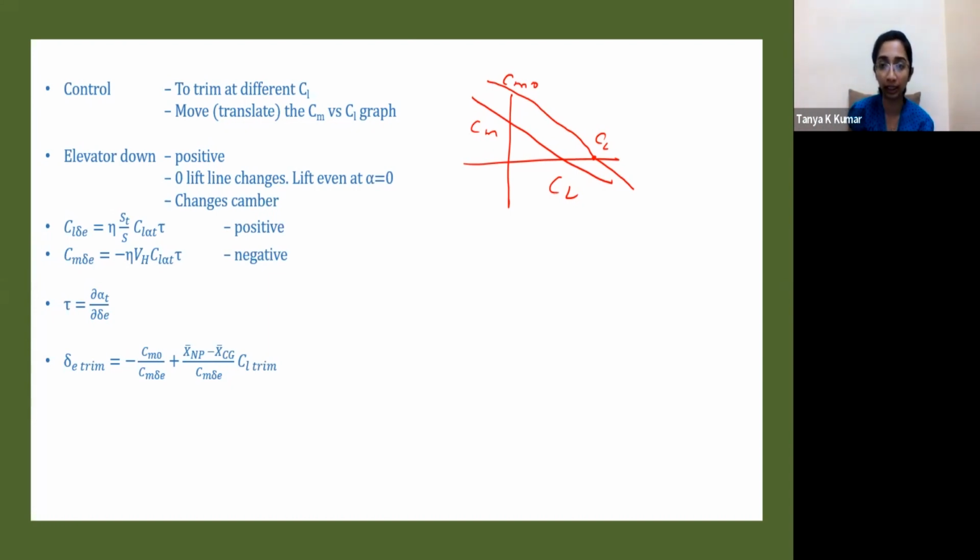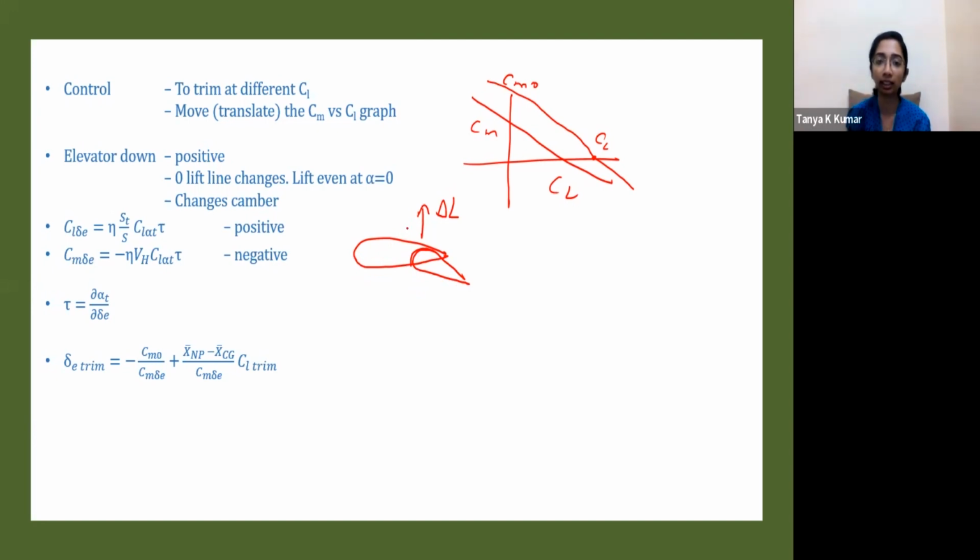Two interpretations of seeing how the elevator deflection works. We can interpret it as the zero lift line changes. When you deflect the elevator, the horizontal tail usually is a symmetrical airfoil cross section, and you have no lift at zero angle of attack. But when you deflect the elevator down, you get a lift. So there is a lift produced here, delta L, even at zero angle of attack. So even if it is zero angle of attack experienced at the tail, it produces some lift. That is one way to interpret how the elevator works.